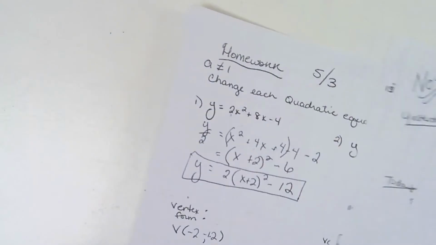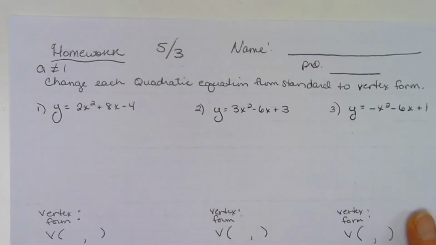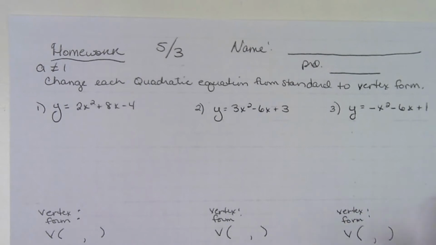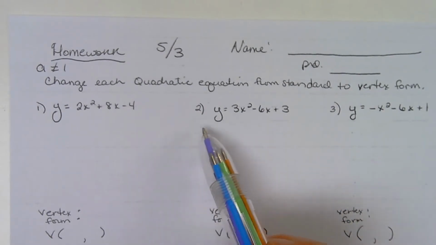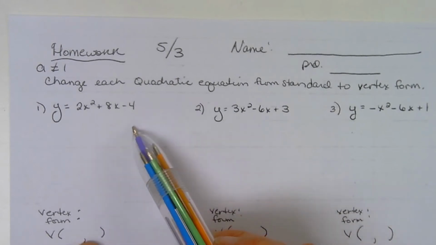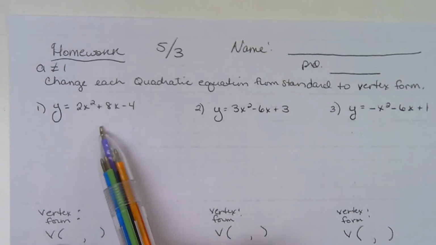I'm going to do a couple of the homework problems for tonight. So let's see. Number 1 on the homework for Friday night. We did some of these in class. I'll go ahead and do number 1 again. We're changing these quadratic equations into the vertex form.